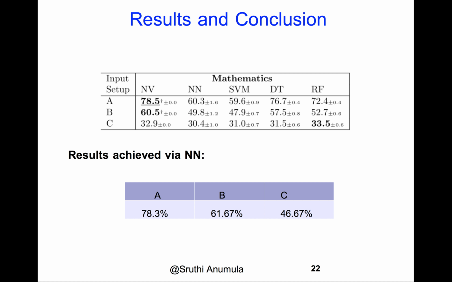From the results, we noticed that we were able to achieve the results that are present in the paper via a neural network. As you can see, the accuracy of the model is decreasing as we drop the grades G1 and G2. To conclude, I have built 3 models and achieved accuracy of 78%, 61.67%, and 46.7%. These results prove that dropping the second period grade and first period grade have a high impact on the final grade achieved by the student. Education is very crucial for the entire society.